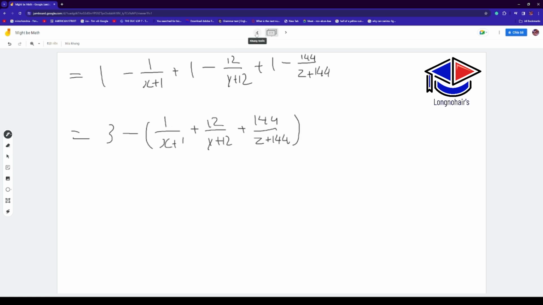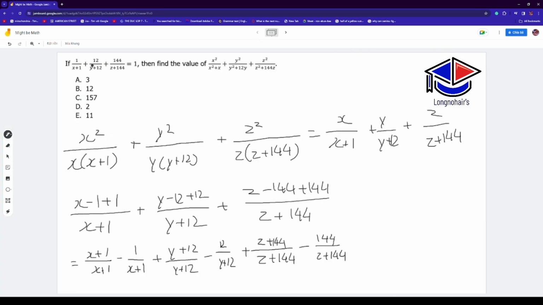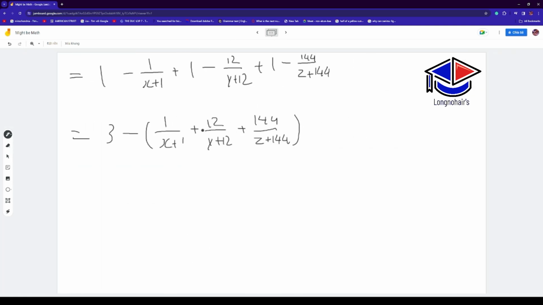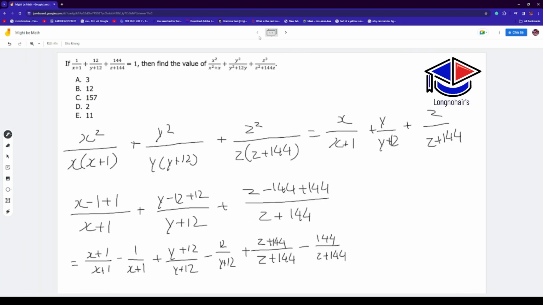This is really simple because, you know, from before, the 1 over x plus 1, plus 12 over y plus 12, plus 144 over z plus 144 is equal to 1. You can just replace this whole thing with 1, which leaves you with 3 minus 1, and the answer gives you 2.